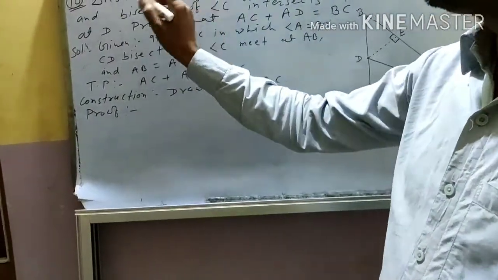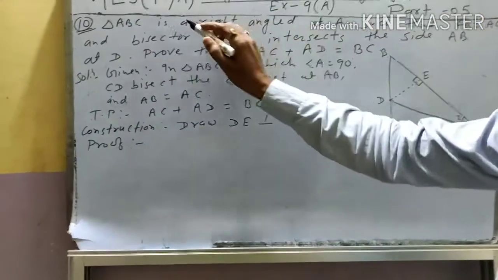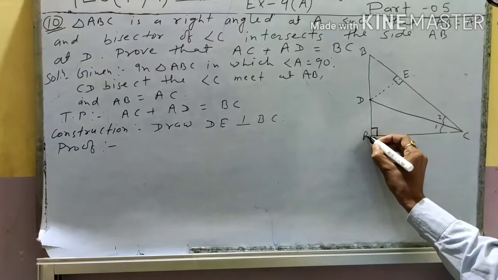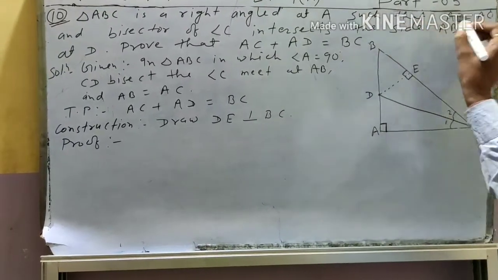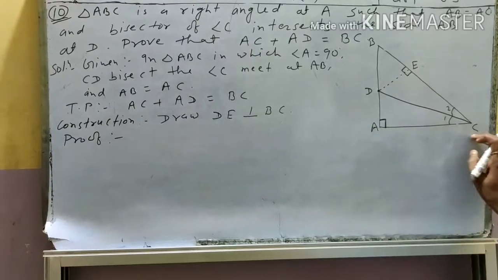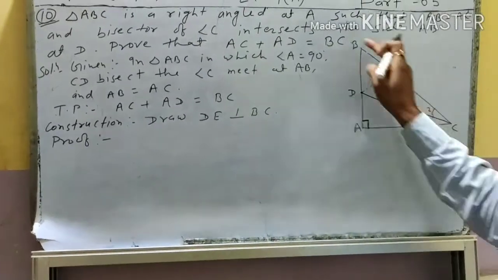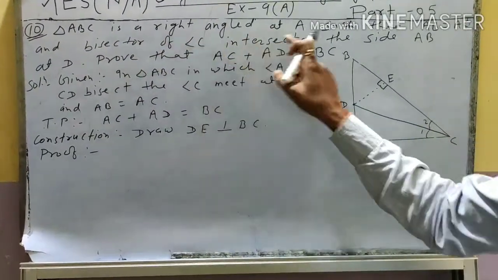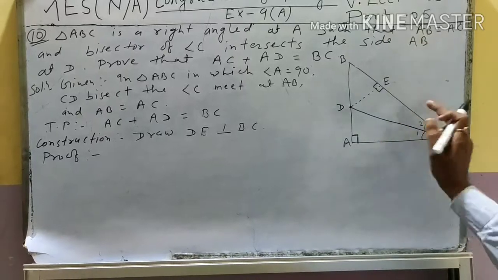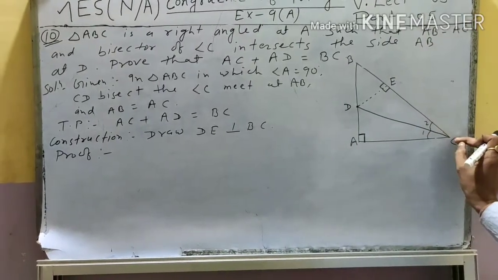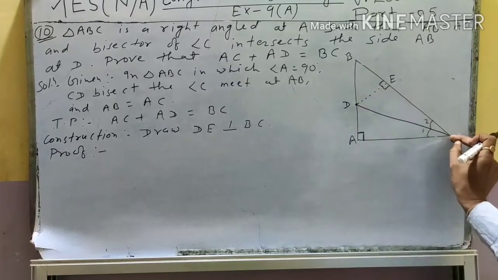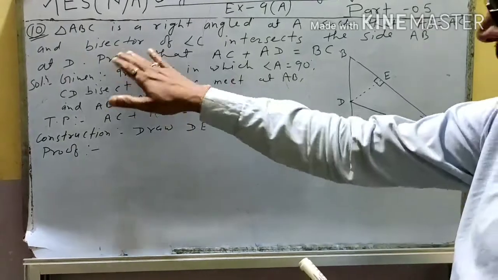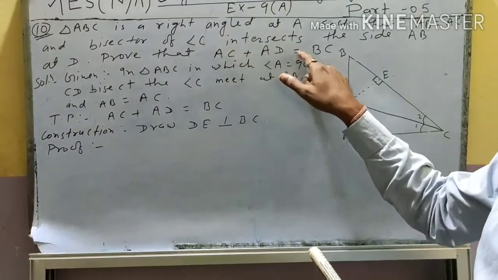In triangle ABC, angle A is a right angle. The right angle is at that particular point called A, such that AB is equal to AC. That means this side AB is equal to this side AC. And the bisector of angle C intersects the side AB at D. That means angle 1 is equal to angle 2 because DC is the bisector of angle C meeting at point AB. Prove that AC plus AD is equal to BC.